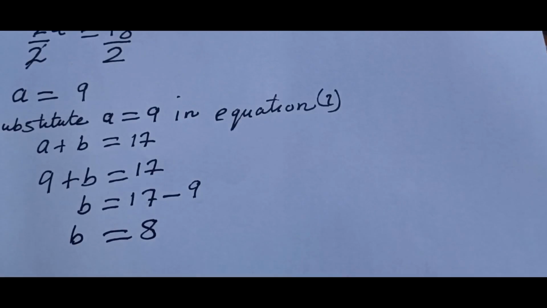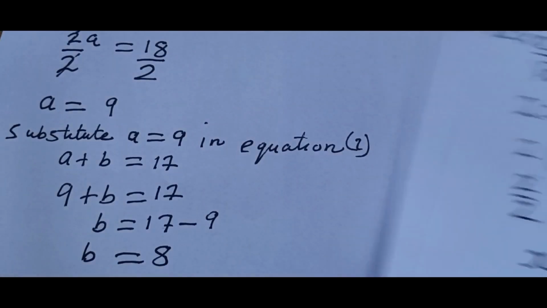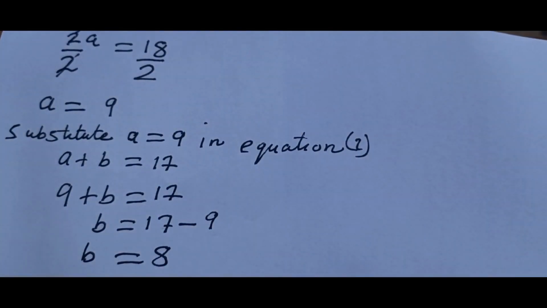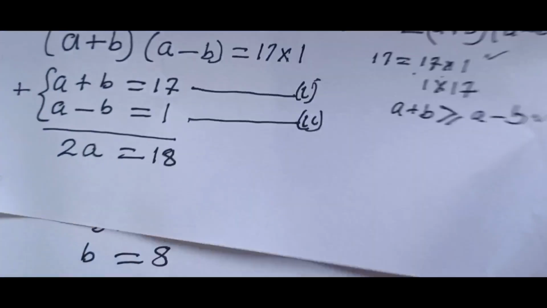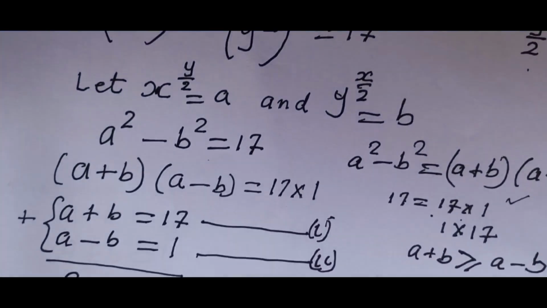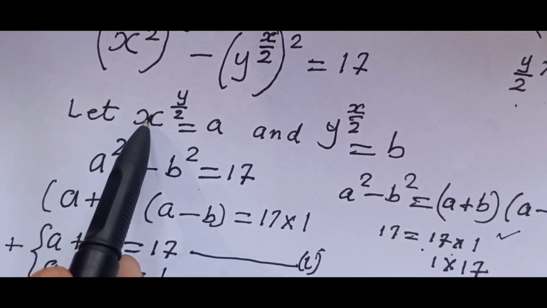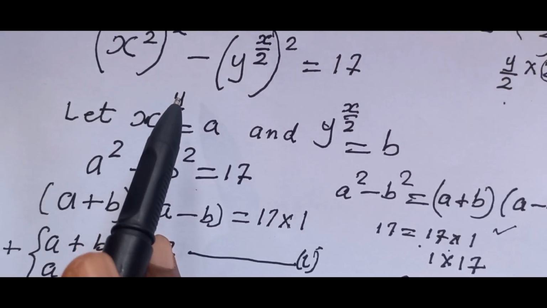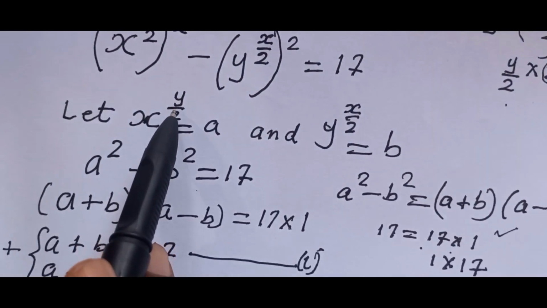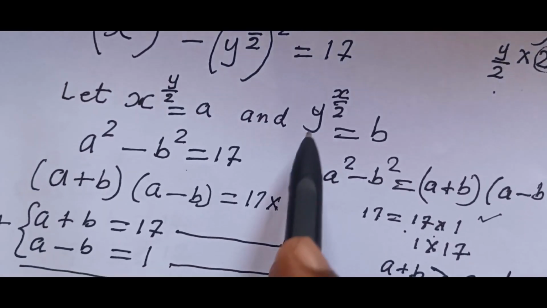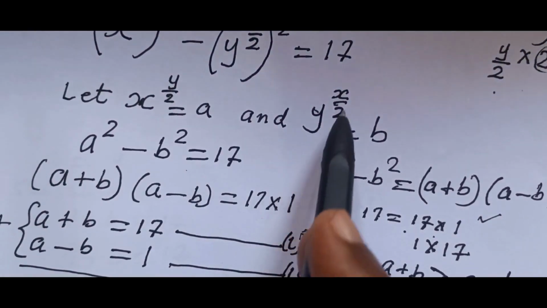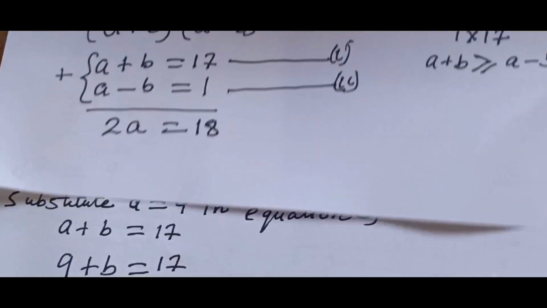But we are not told to find the value of A or the value of B. Recall somewhere here where we said x raised to y over 2 equals to A, and y raised to x over 2 equals to B. Let me write it here.